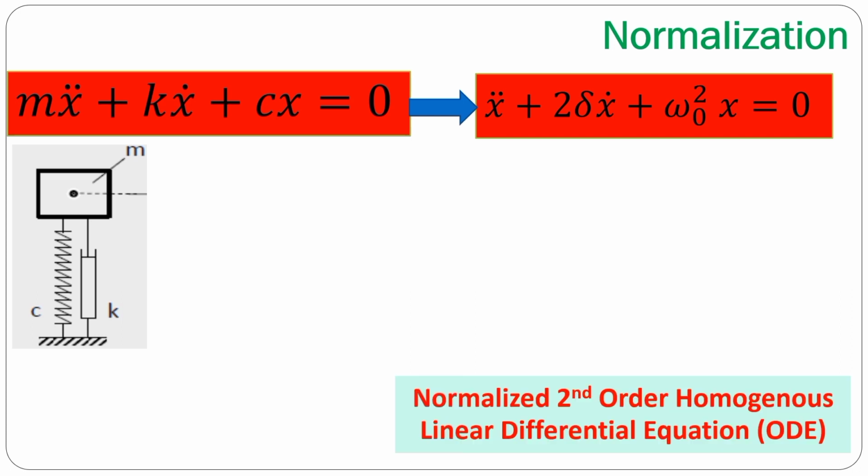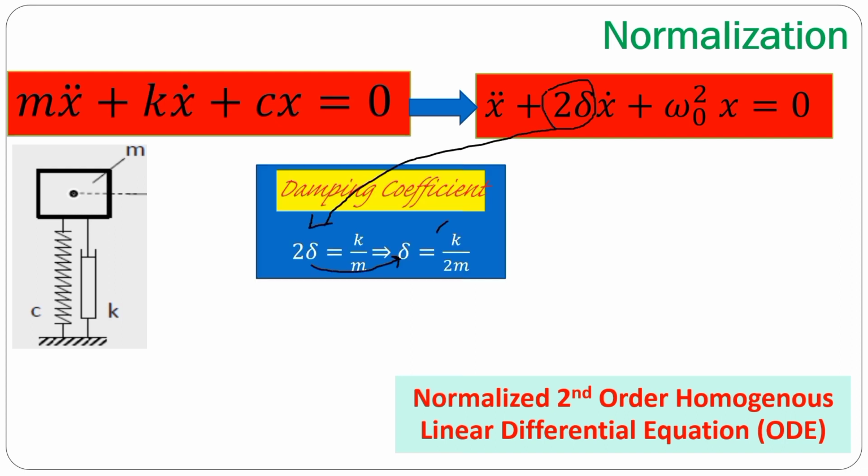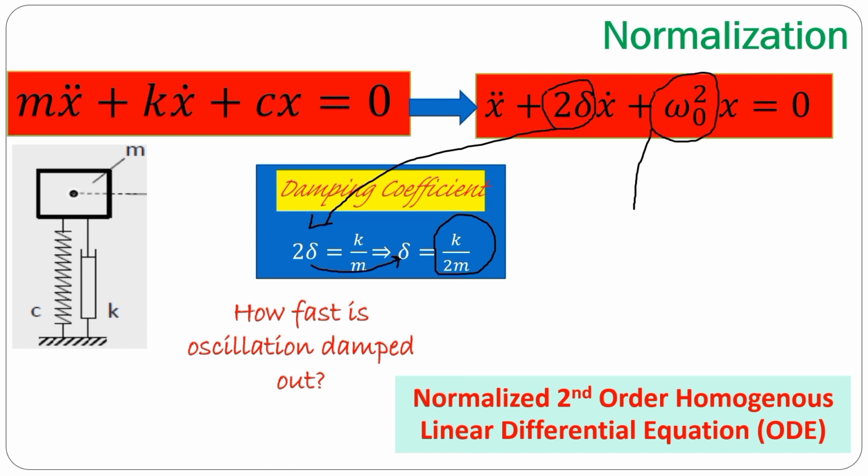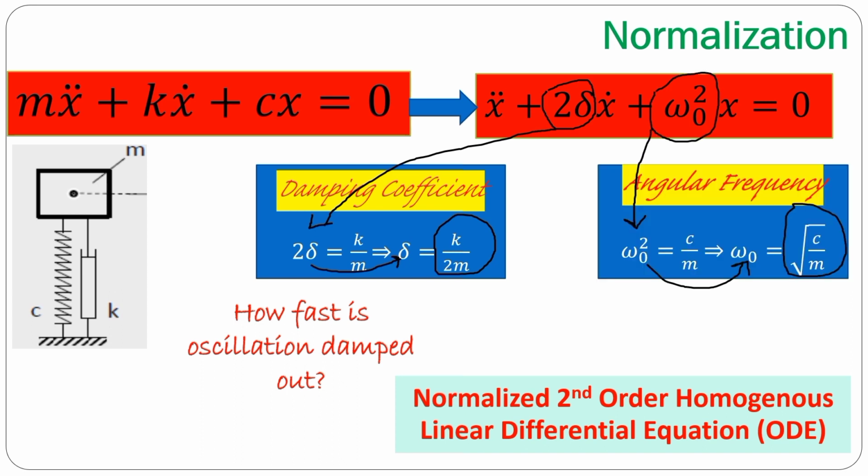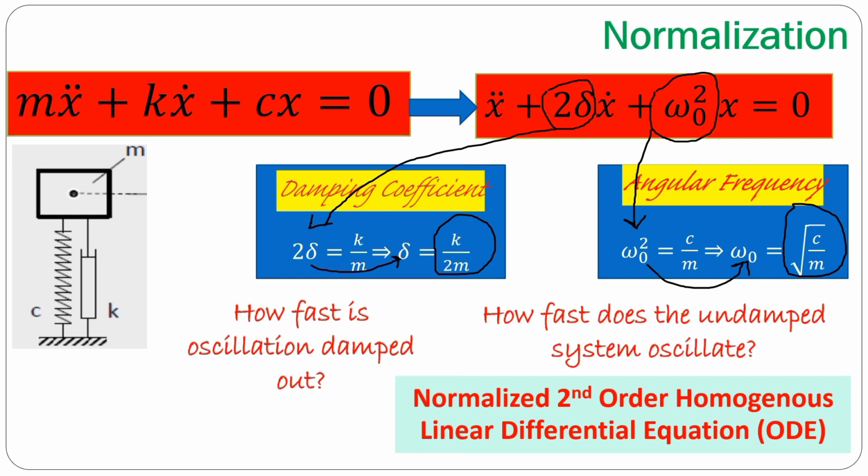Now, if we look at this ODE, we can also name the coefficients that we have introduced. The coefficient delta is the so-called damping coefficient. This coefficient gives the answer to the question: how fast is the oscillation damped out? If we look at omega naught, then we are talking about the angular eigenfrequency, and this gives us the answer to the question: how fast does the undamped system oscillate?